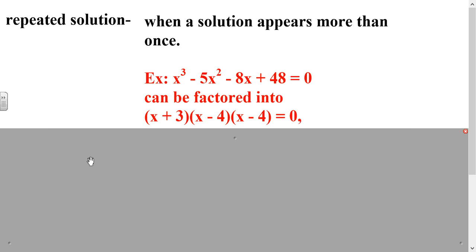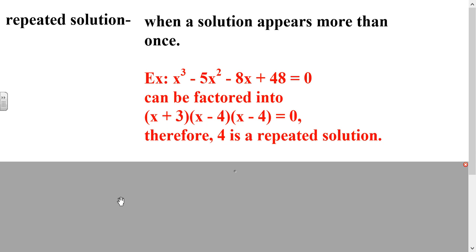So if I set that equal to 0, 4 is going to be a solution twice, and that's called a repeated solution. So sometimes your solutions will be repeated, so you'll think you'll have 5, but then you only have 3, and that might be because one of the solutions is repeated a couple of times.